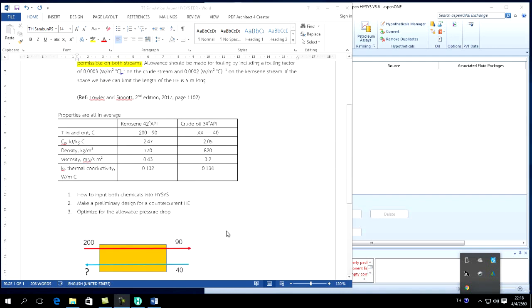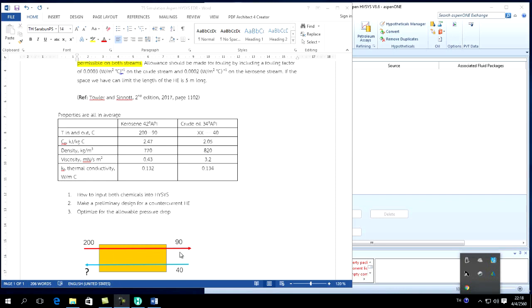Particularly when we are working on Aspen HYSYS, we have to understand how to input a chemical which is not a pure component. And also, we don't know the outlet temperature of the crude oil.